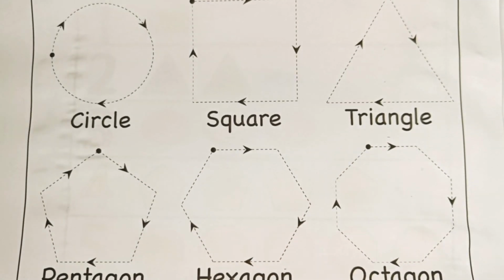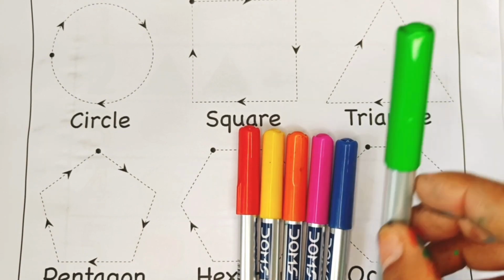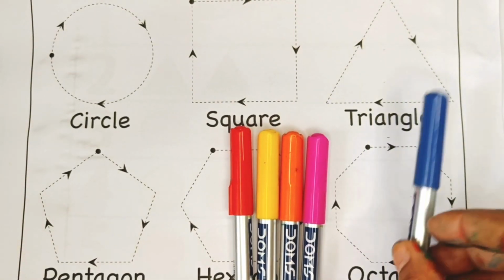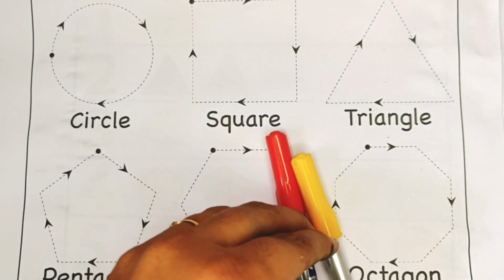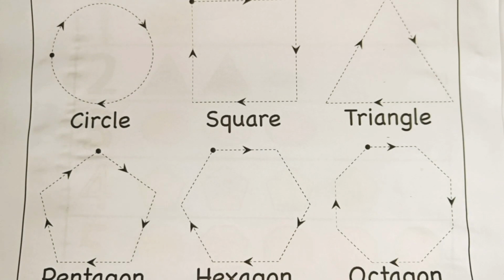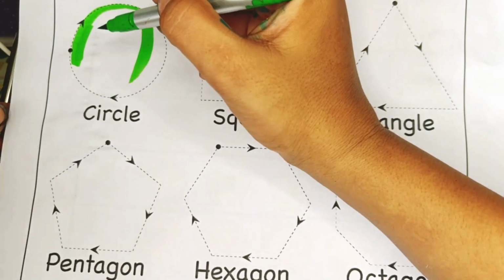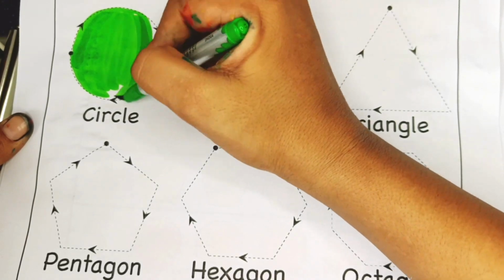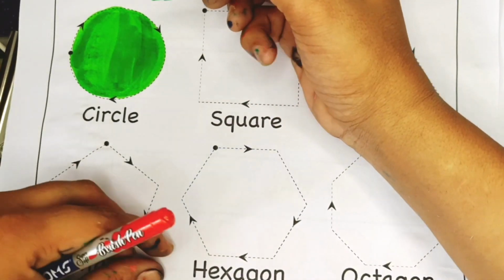Hello guys, let's learn some colors and shapes. Green color, blue color, pink color, orange color, yellow color, red color. First, draw circle. Circle. Green color, circle.